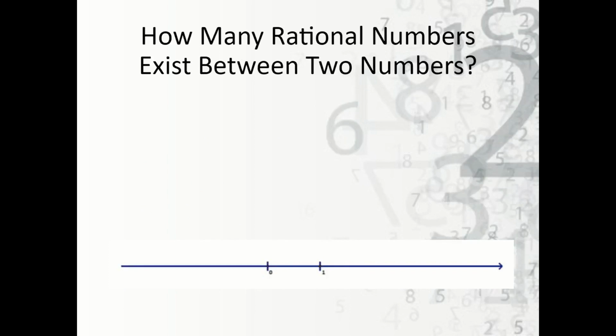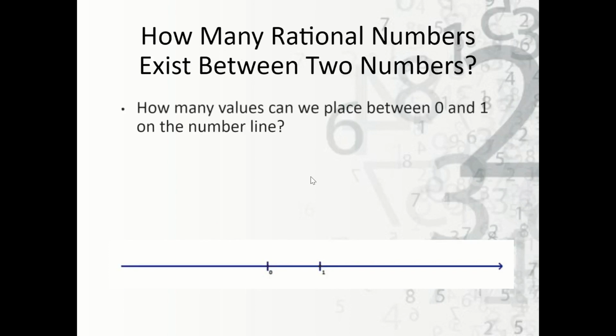Now we're given a number line here, and it says how many rational numbers exist between 2 numbers. So how many values can we place between 0 and 1? Well, we can do like a half, right? Then we could cut that in half. That would be a 1/4. Then we could cut that in half. That would be an 1/8. Then we could cut that in half, and it would be a 1/16. Then we can cut that in half, and it would be 1/32.